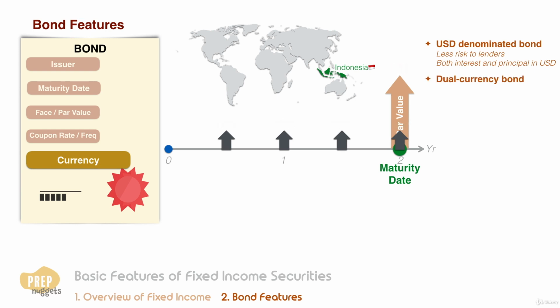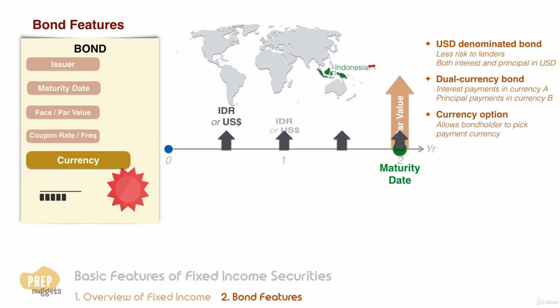A dual currency bond makes coupon interest payments in one currency and the principal repayment at maturity in another currency. A currency option bond gives bondholders a choice of which two currencies they would like to receive their payments in.